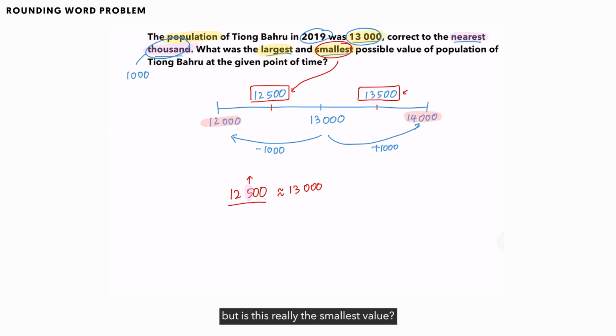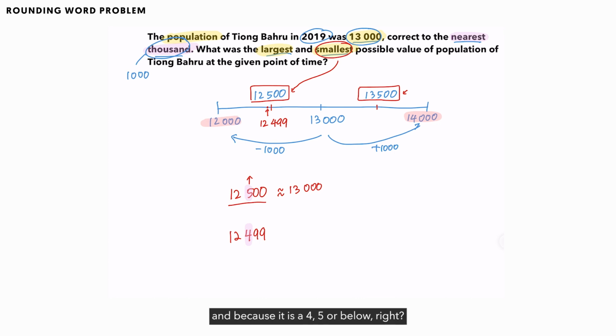But is this really the smallest value? What if I go one number smaller, somewhere over here, which is one number smaller than 12,500? What is that? It is 12,499. So let's see. 12,499. When rounded off to the nearest 1,000, what do we get? So nearest 1,000 means you look at the digit in the hundreds place.